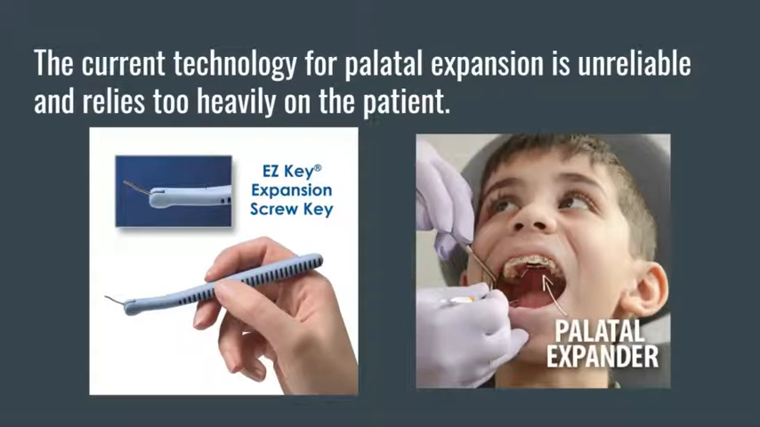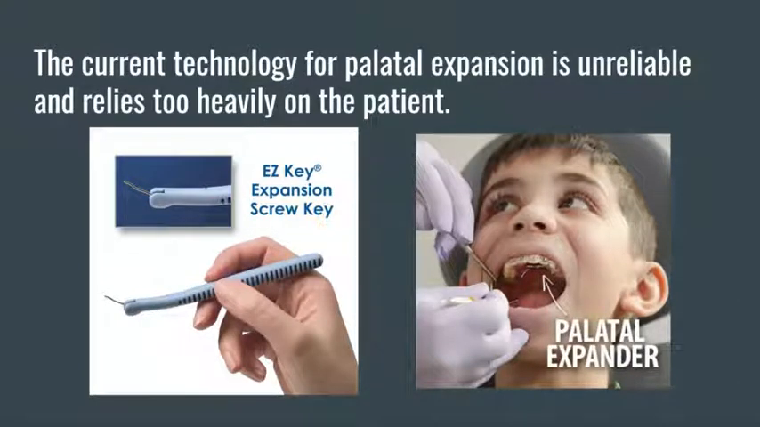So a little bit of background. A palatal expander is an orthodontic device that is used in pediatric patients to create more space in their mouth for orthodontic appliances. You can see the expander in the mouth of the child on the right. And then on the left is this tool, sometimes referred to as a key, that is used to enable the expander to widen the patient's mouth.